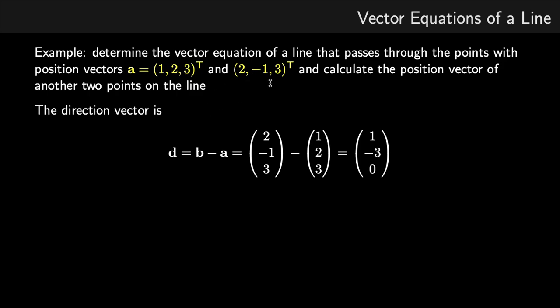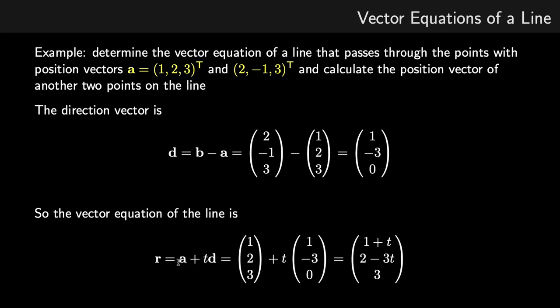It doesn't matter what order you subtract them in. I've taken the second vector and I'm going to subtract the first vector, so this gives us a direction vector. If we did it the other way around, all that would happen is our direction vector would be negative, whatever these values are. It's still valid, so it doesn't matter which way around you subtract those two.